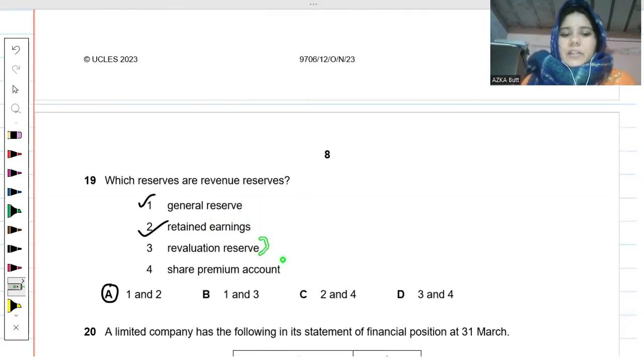But the revaluation and share premium accounts are not revenue reserves, because the amount you get by revaluing your asset, your land, or the amount in your share premium account comes from successfully selling shares of your company for some premium, some extra amount. So this is the type of capital, these are capital reserves, not revenue reserves, because you are not getting these amounts from selling your products from your operations. So 1 and 2 is the right option.